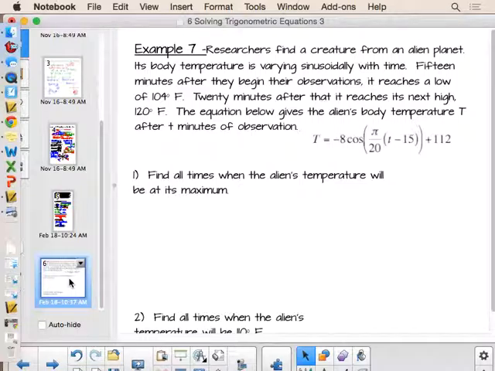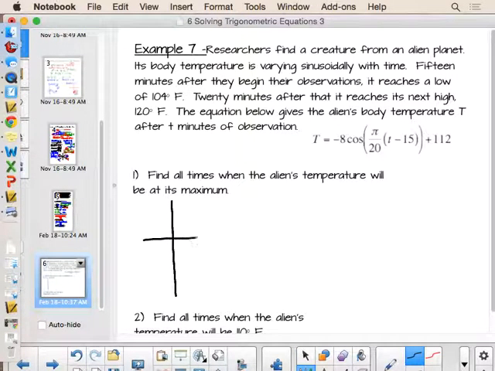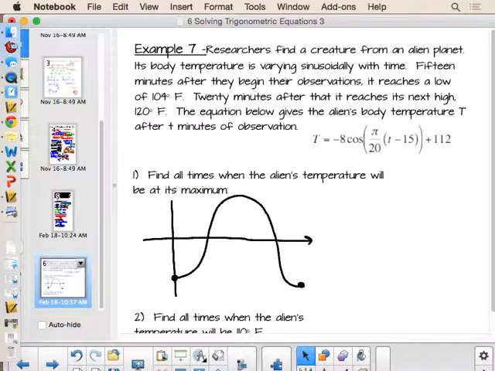Find all the times when the alien's temperature will be at its maximum. Okay? A few things I could do. I could solve this algebraically, or I could solve this one logically. Because I have a negative amplitude, I know that I'm starting at the bottom of my curve. Which means that my phase shift of 15 is occurring here. This is my shift. This is where I'm hitting my low value, 15.